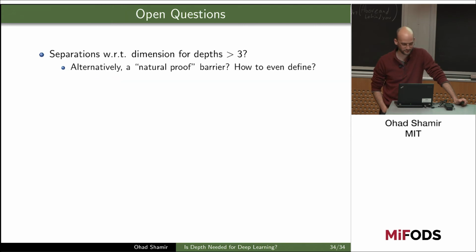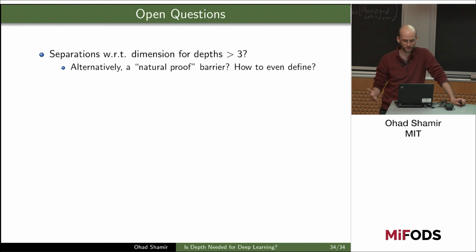So maybe I'll just end with some open questions that might be worth thinking about. One very natural question is, can we get depth separations beyond 3 with respect to the dimension? Alternatively, maybe you can show the same kind of barriers that are known in the Boolean world.